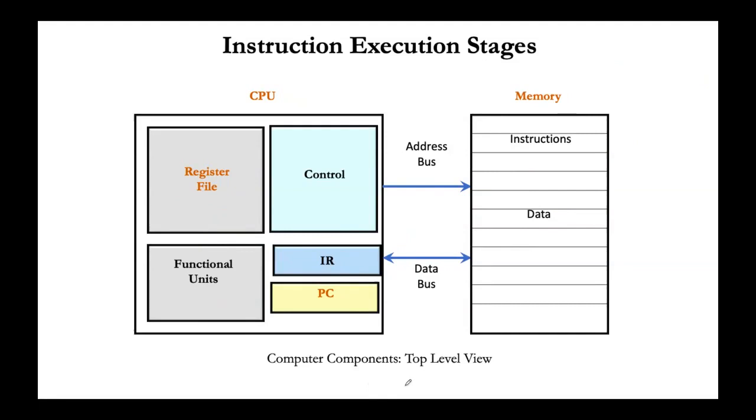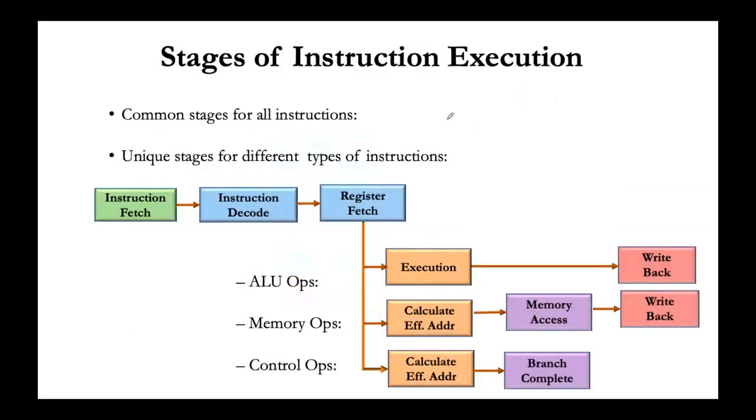So this is generally the top level view of your instruction execution stages. So remember, in instruction execution, the main parts are the memory, the program counter which holds the address of the next instruction, and the instruction register which holds the instruction part, and functional units are used to execute these stages, and registers are used to hold the data. So let us see one by one what are the different stages of the instruction execution.